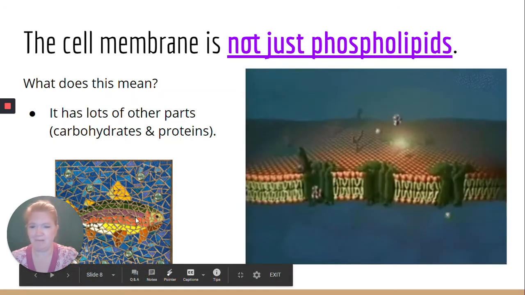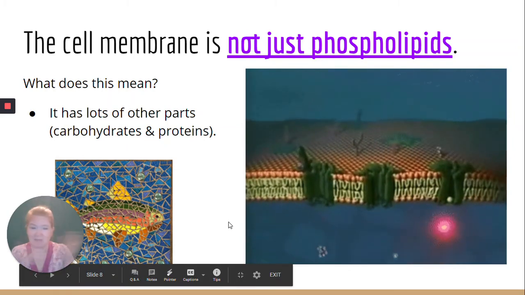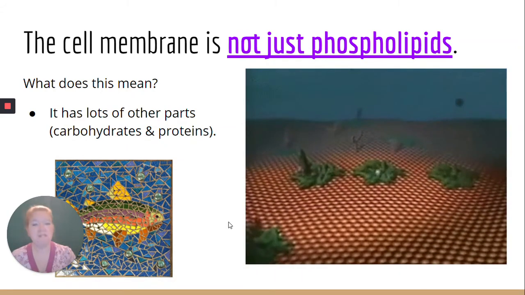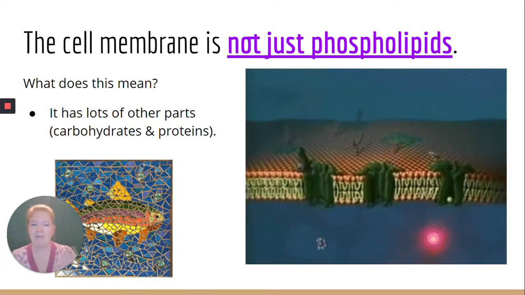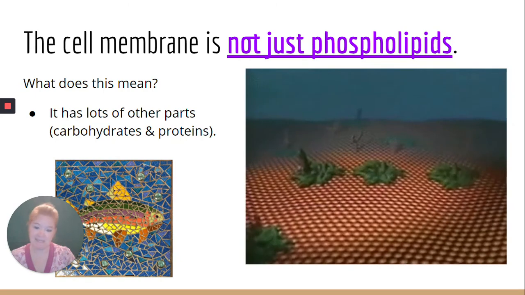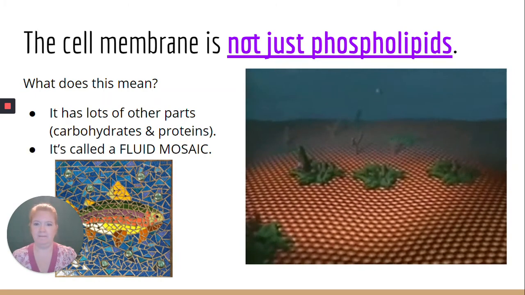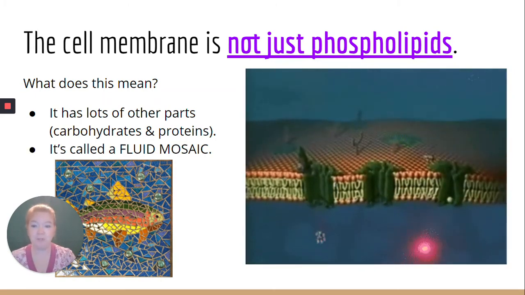Here's an example of a mosaic. A mosaic, all these little pieces put together to make the big picture. So the cell membrane is called the fluid because it moves. Remember, it's flexible. And mosaic because it has all these pieces. So again, it's called a fluid mosaic.